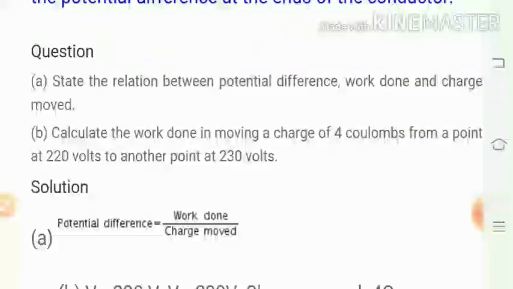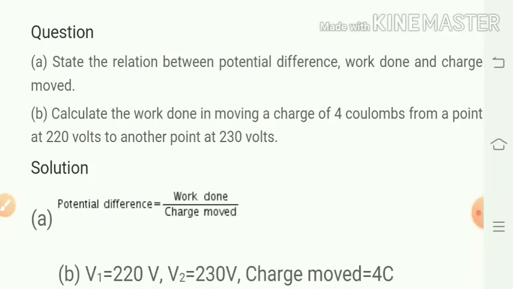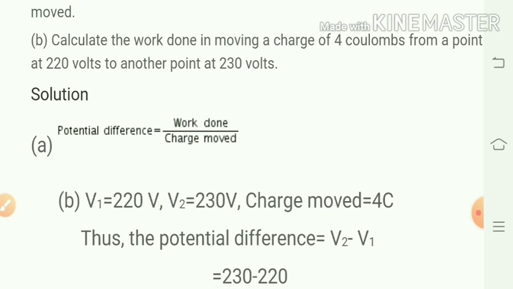Now see the next question. State the relation between potential difference, work done and charge moved. Calculate the work done in moving a charge of 4 coulombs from a point at 220 volts to another point at 230 volts. Potential difference is the work done in order to move the charge from one point to another point. According to this definition, PD is equal to W by Q.